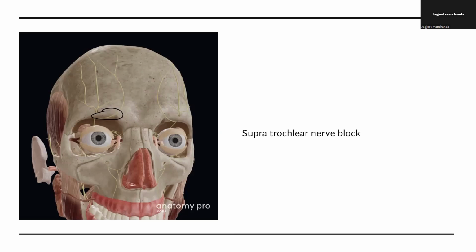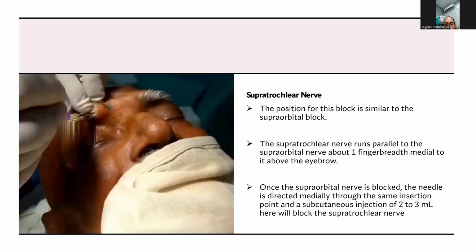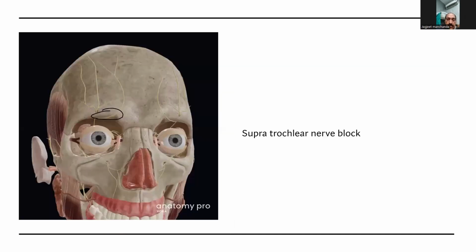After hitting the bone and giving 2 to 3 ml of local anesthesia, you can block the supraorbital nerve. You just redirect the needle and go medially and infiltrate 2 to 3 ml of local anesthetic drug. You can see this in the image. A local bleb will rise here, so the supratrochlear nerve will be blocked.